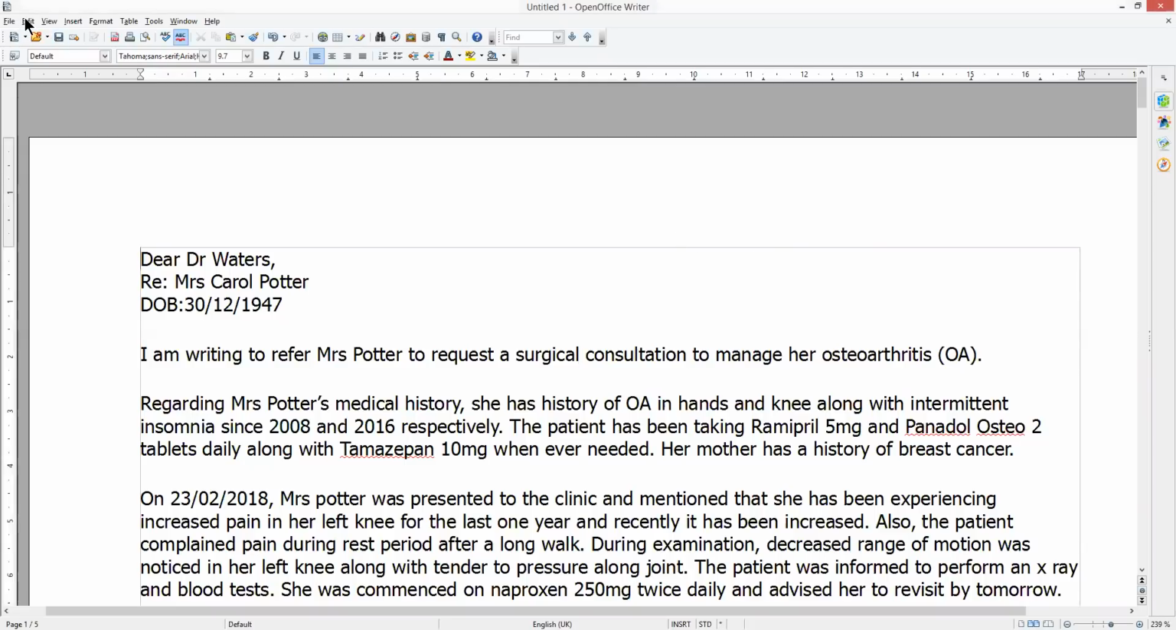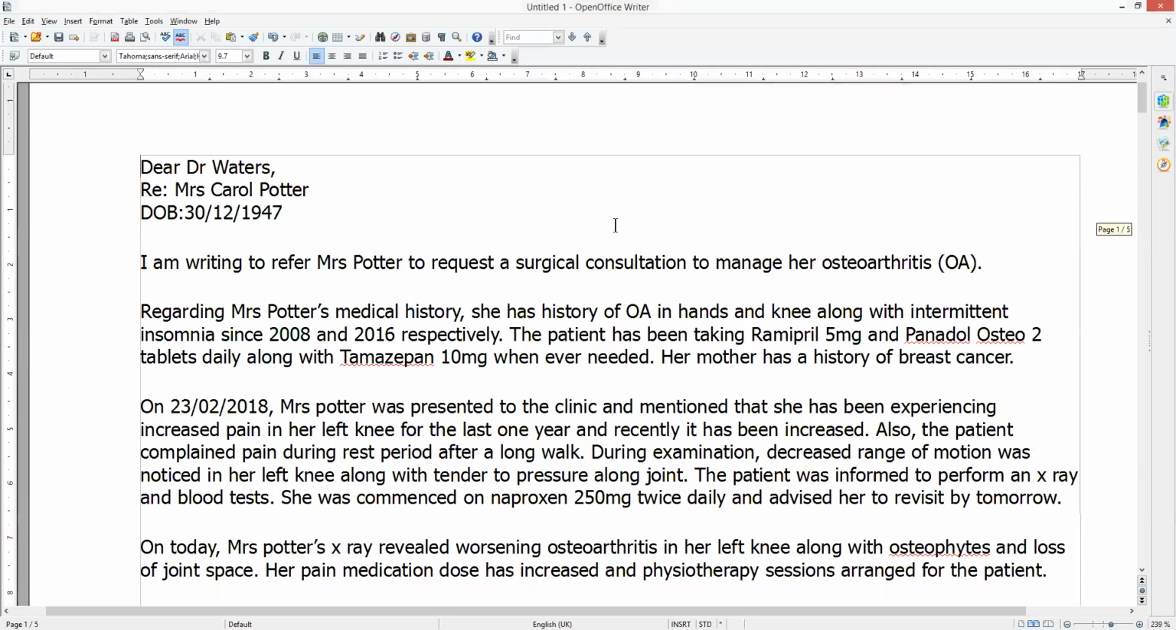Right, so can you see this now? Can you see the text? Just let me know if you can see the text. Can you see the letter on your screen? Can you see the document in Word? Somebody type yes or no. Let me know.